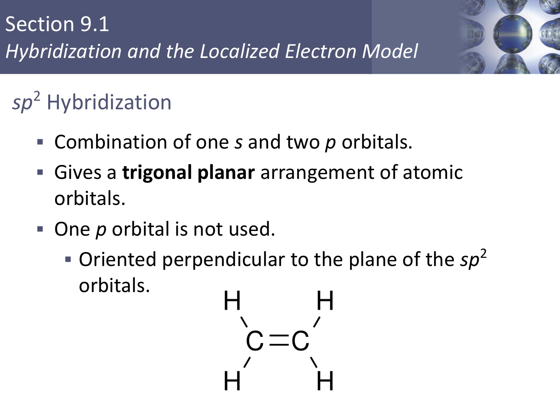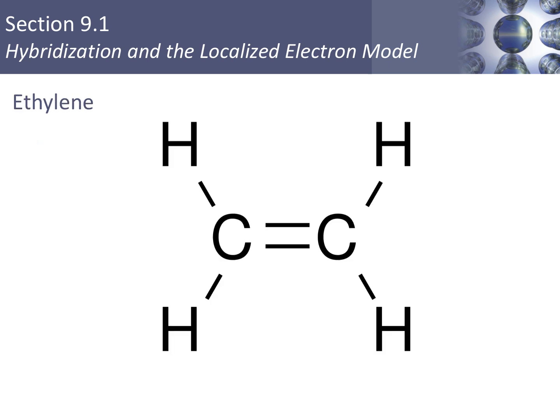sp2 hybridization is when we combine together 1 s and 2 p orbitals. This is usually associated with a trigonal planar shape. There is 1 p orbital that is not hybridized, or not used, and that can be particularly important if we are having double or triple bonds within a molecule, like this molecule below. Each carbon in the ethylene molecule has the trigonal planar shape. And when we see that, we say that the carbon is sp2 hybridized.